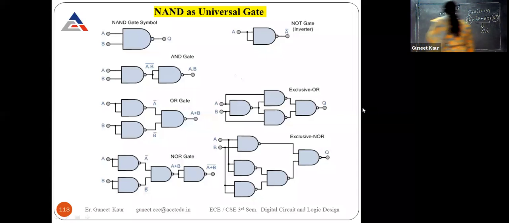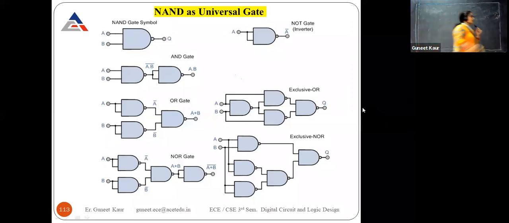Now students, as we know that we have completed all the gates, now I will tell you the universal property of your NAND gate and NOR gate. What is the universal property of your NAND and NOR gate? The universal property of your NAND and NOR gate is that we can derive any gate. We can derive any gate using only NAND or using only NOR.